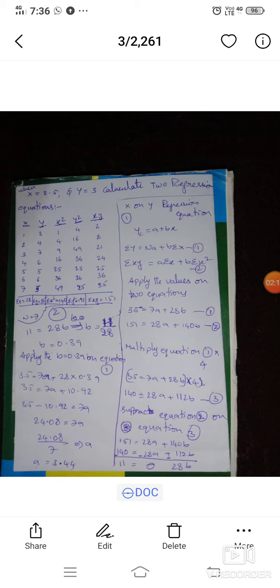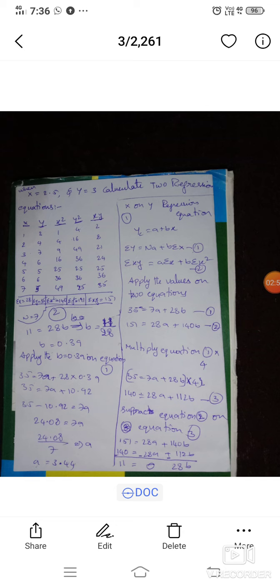The total of x items is 28, and the total of y items is 35. The total of x square is 140, the total of y square is 191, and the total of xy values is 151. The number of items is n, and n is equal to 7.